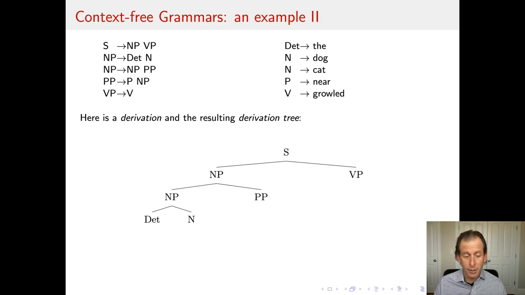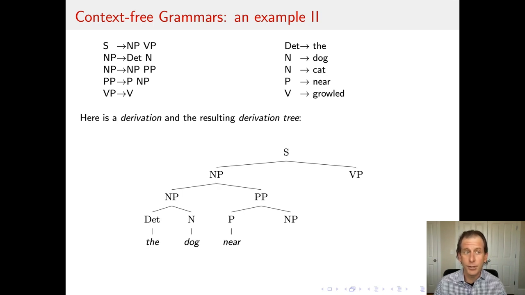Now let's look at the symbol determiner. Det has only one rewrite rule, so I have to rewrite it to "the". N I could rewrite to dog or cat. Maybe I'll rewrite it to dog. PP I will rewrite to P and NP, because there's only one choice there. P has to rewrite to "near" in this grammar.